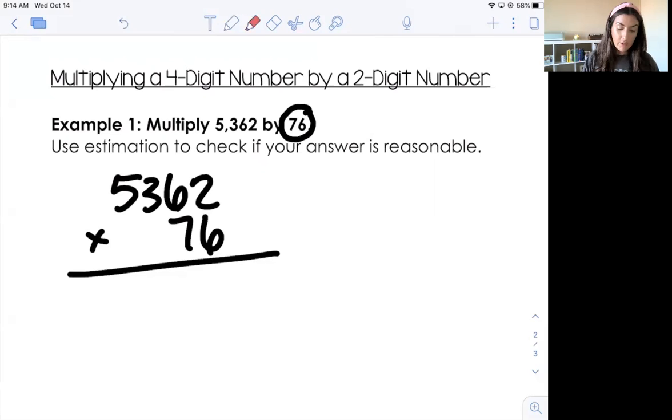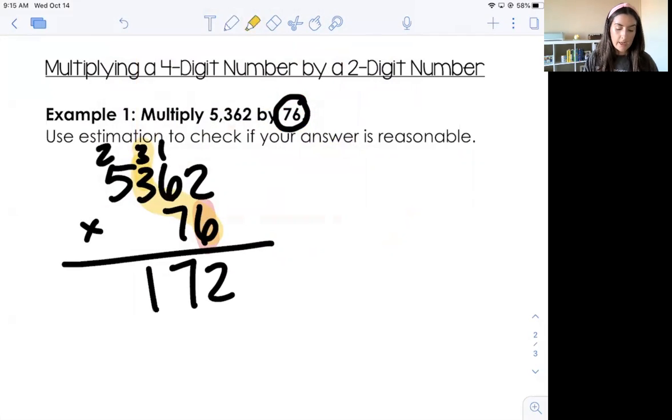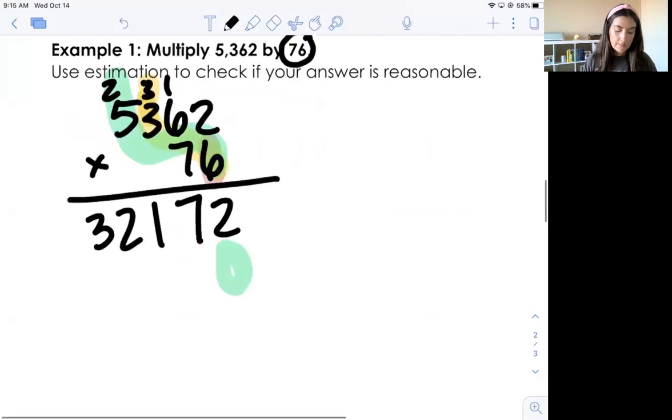Okay, so first I'm looking at my ones place with the 6. 6 times 2 is 12, carry the 1. 6 times 6 plus 1 is 37, carry the 3. 6 times 3, sorry, let me help you follow along here. 6 times 3 is 18 plus 3 is 21, carry that 2. And then last place is the 6 times 5, which is 30 plus 2 is 32. Now, don't forget that placeholder right here.